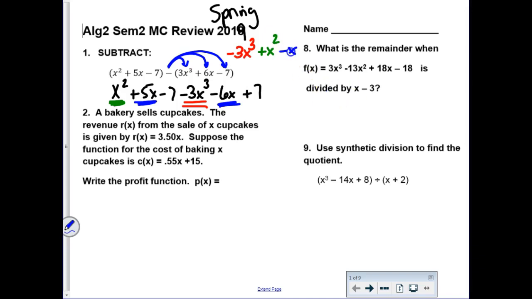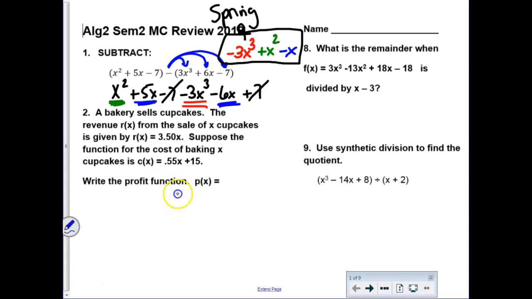And then something kind of awesome happens on the constants. What happens to your 7s? They just cancel out. So the final answer you'd be looking for would be negative 3x to the third plus x squared minus x. So I think that's the way you need to go. Remember, guys, you get 80 minutes to do this test, so you definitely have time to distribute a negative and rewrite it. Plenty of time on this test.